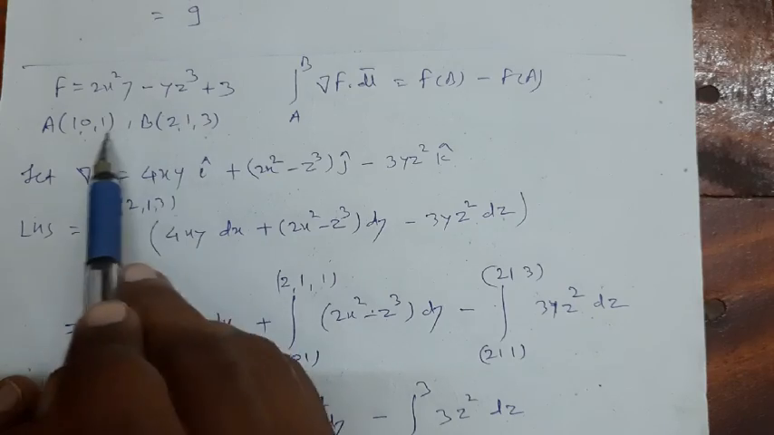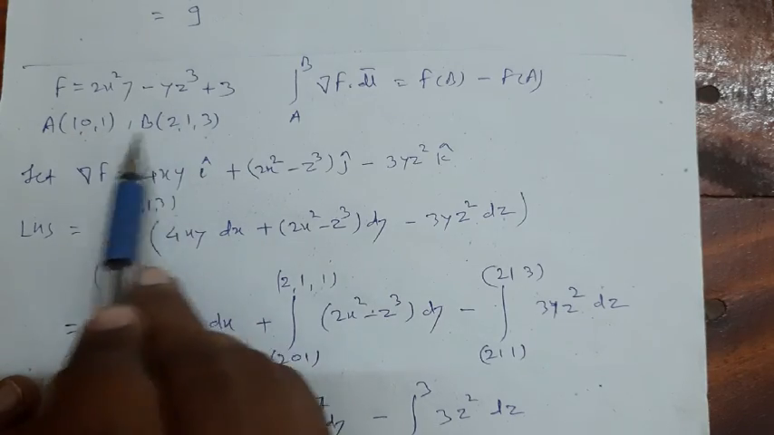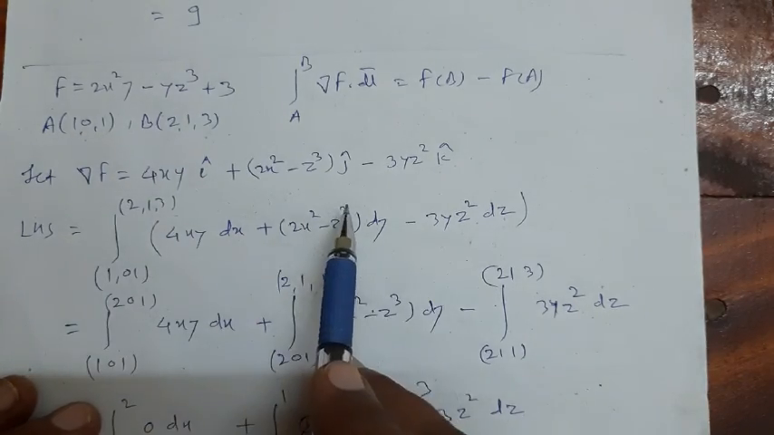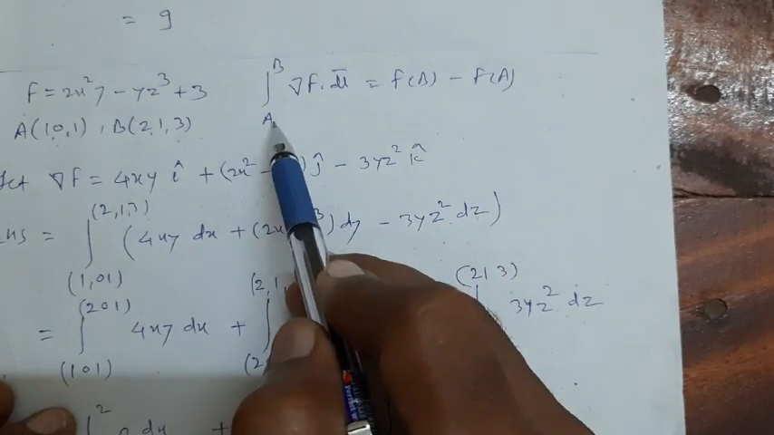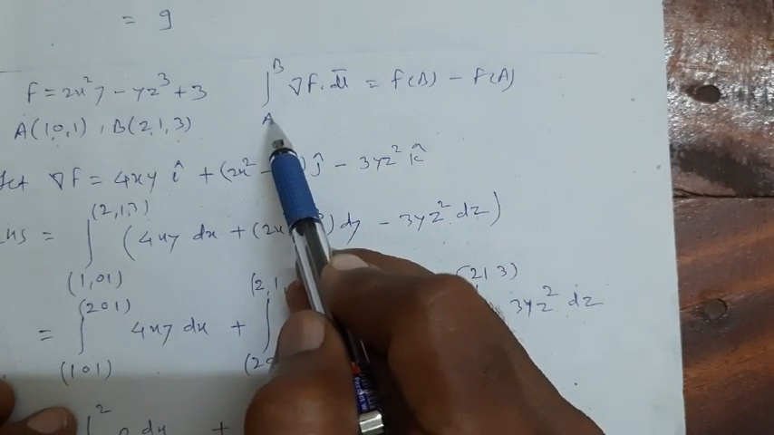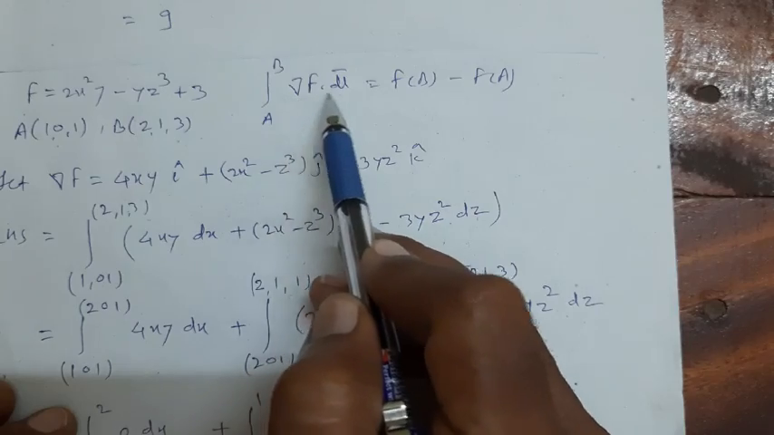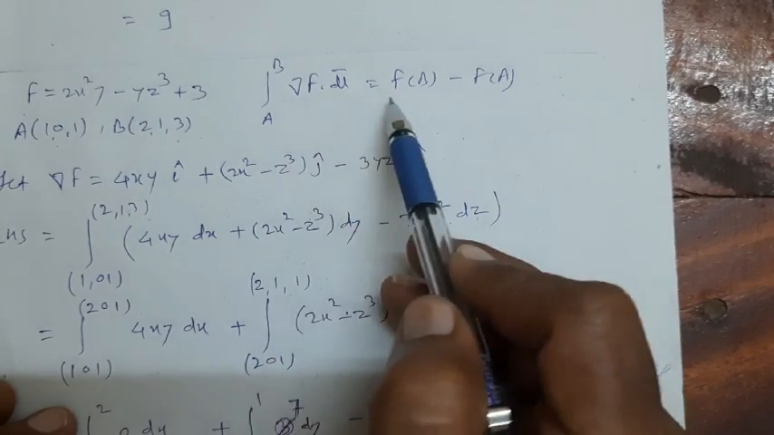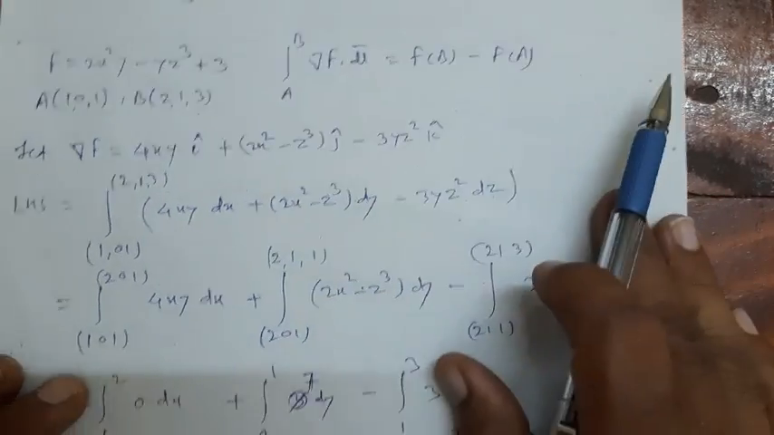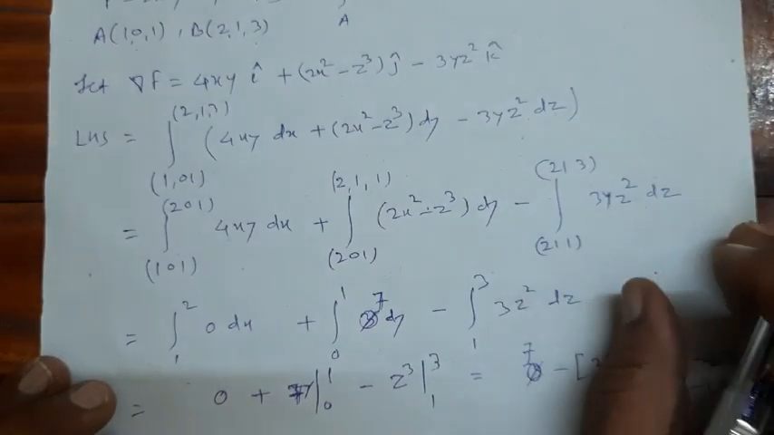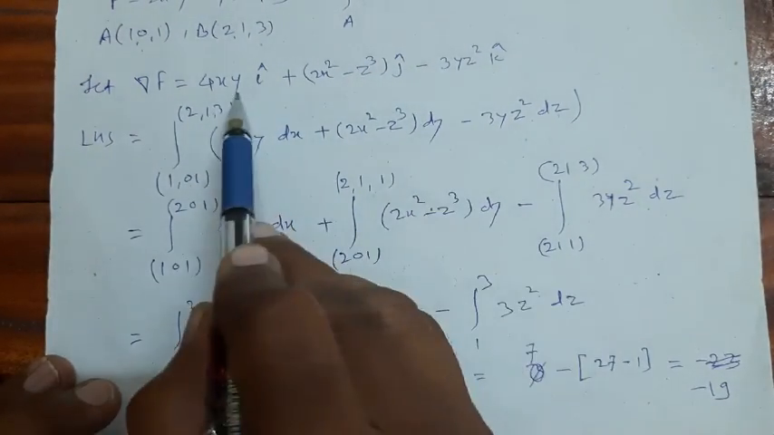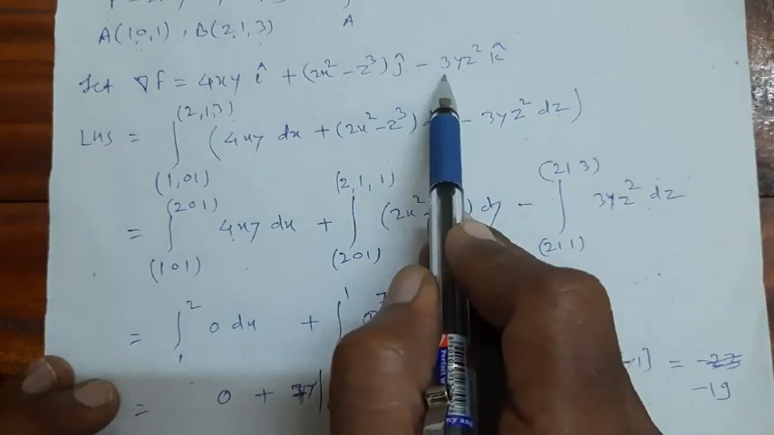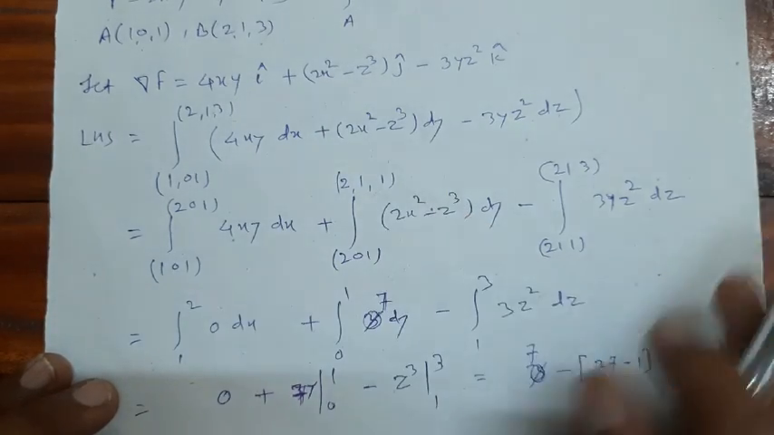Now here I have considered 2 different points with totally different coordinates. The theorem says that the line integration from a to b of gradient of f dot dl, that is line, is equal to f of b minus f of a. And for that, first I have calculated the gradient of f, and this is the value of gradient. Now you are aware about how to find the gradient of a scalar function.